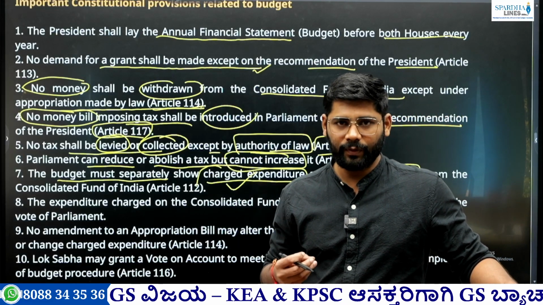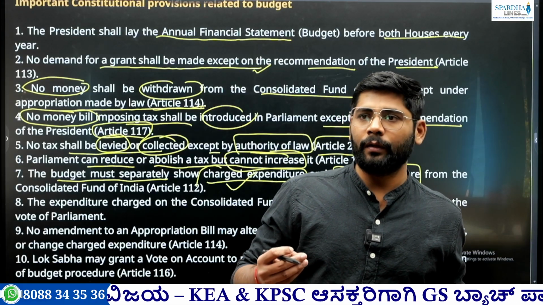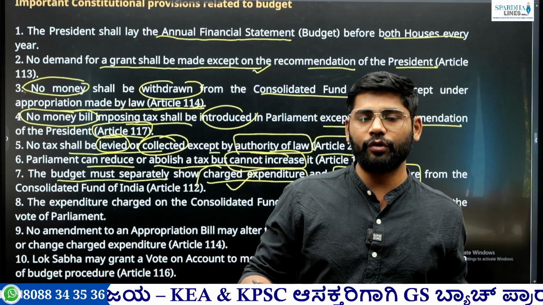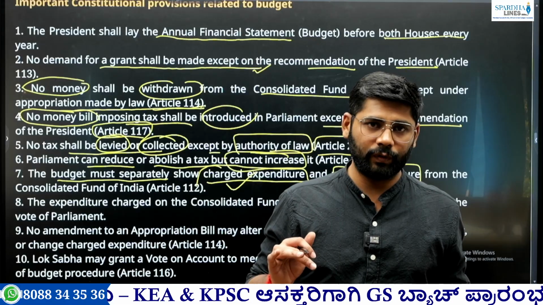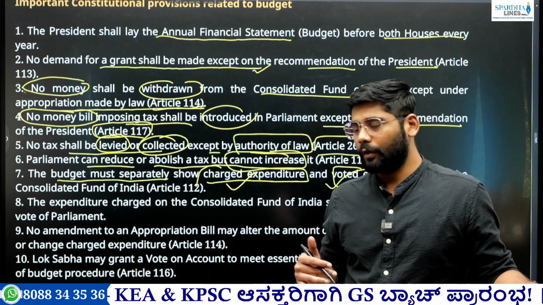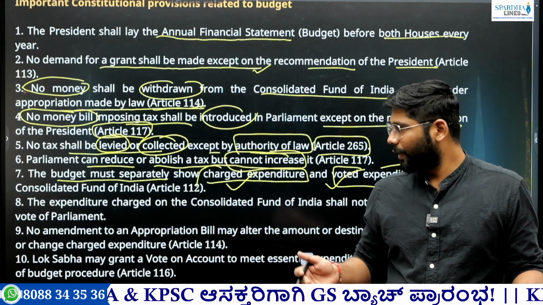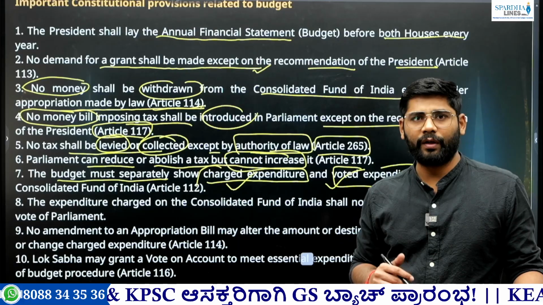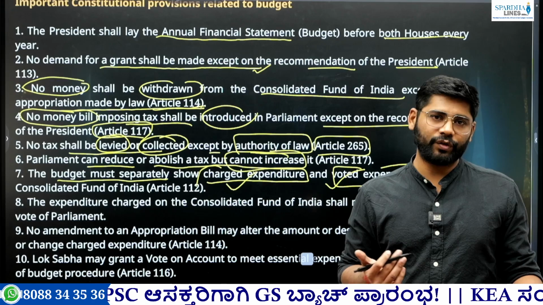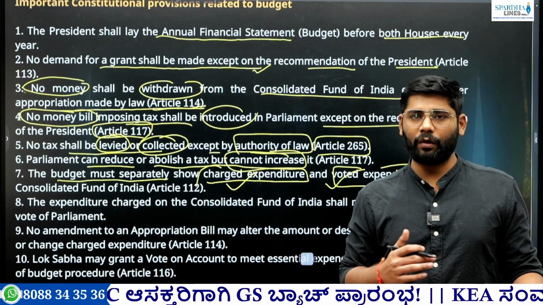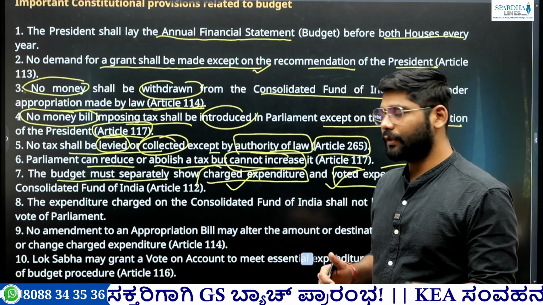Okay, one example is the salary of the members of Parliament. These are voted expenditure. So if the government introduces a bill to increase the salary, then there can be a vote. The members of Parliament can vote in favor, or they can disapprove it. But when the government introduces a bill to increase the salary of the Supreme Court judges or their pension, that time it cannot be voted, because these are charged expenditure. Okay, so this is the important thing.